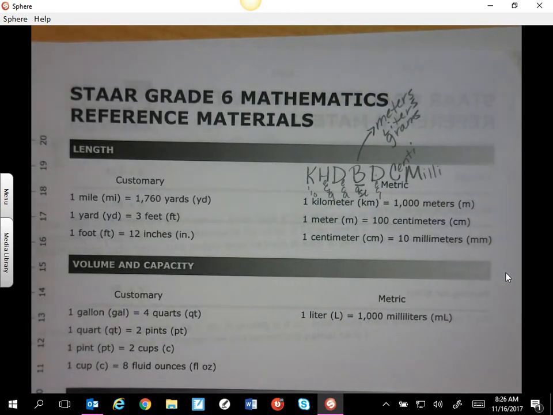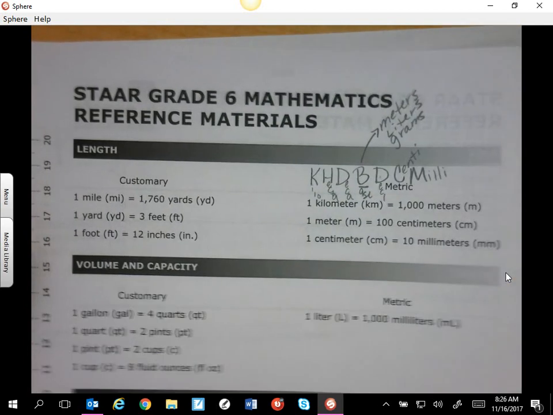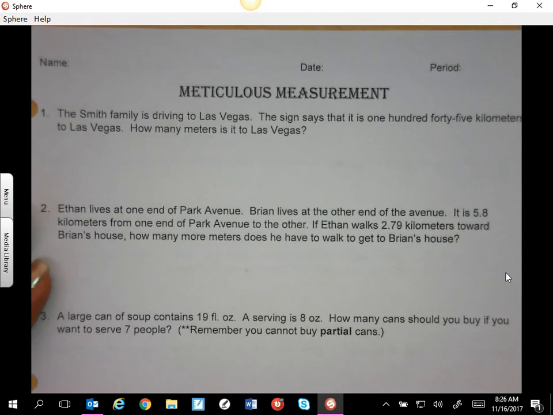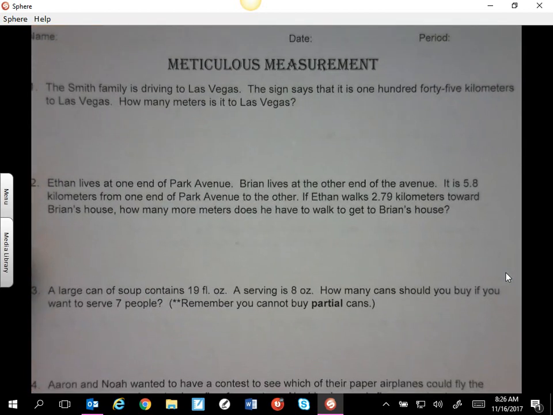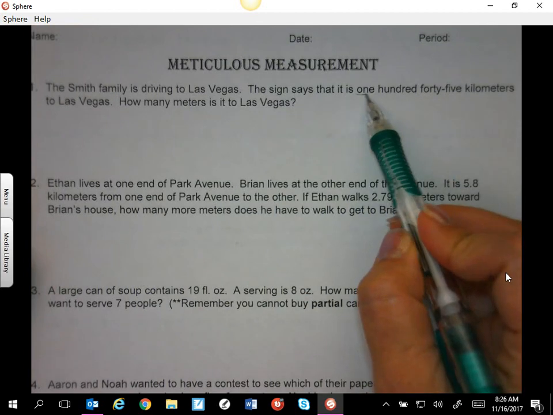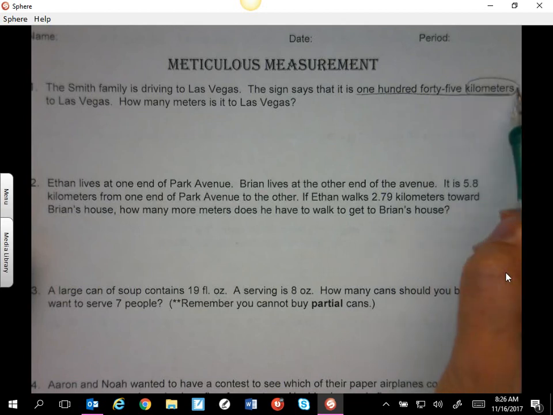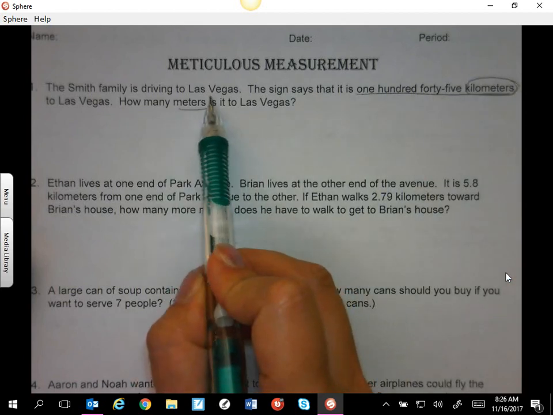And just like when we did decimals to percents and percents to decimals, we can use this to go back and forth. So we're going to do the front of Meticulous Measurement together, and then you are going to work on the back. So the Smith family is driving to Las Vegas. The sign says it is 145 kilometers. How many meters is this?